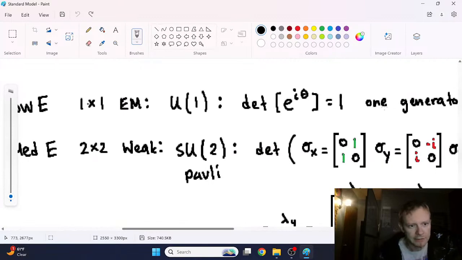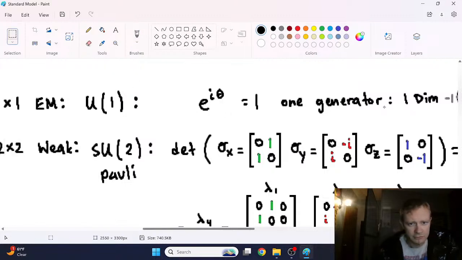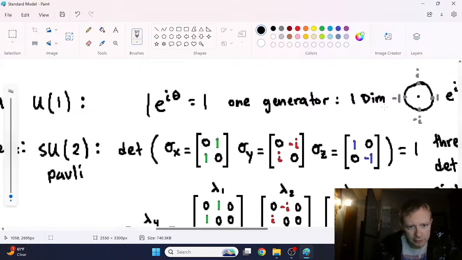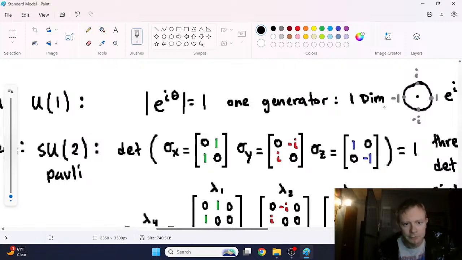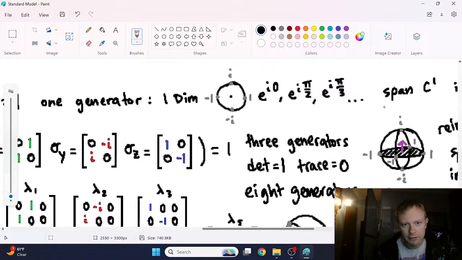This is for electromagnetism. It's like a 1 by 1. It's just essentially all the ways that you can form the number 1 using e to the i theta. So the magnitude of this really is going to be equal to 1. Okay, so this is just a one generator, one-dimensional thing.